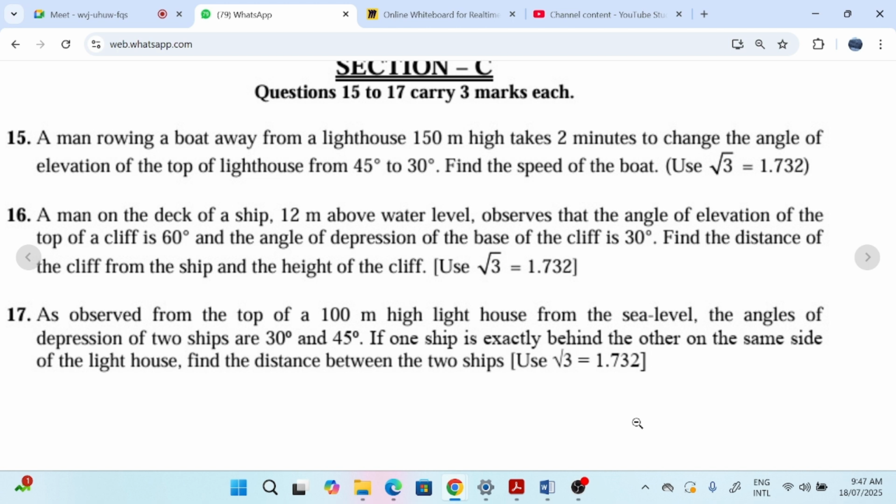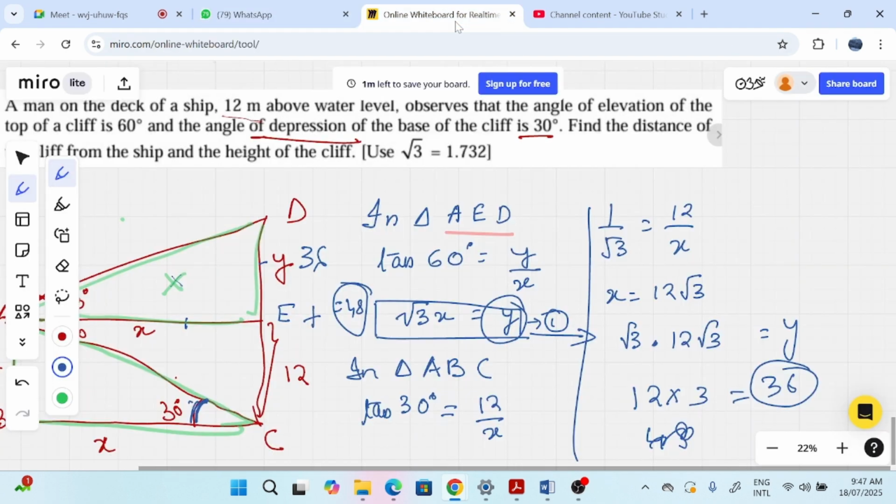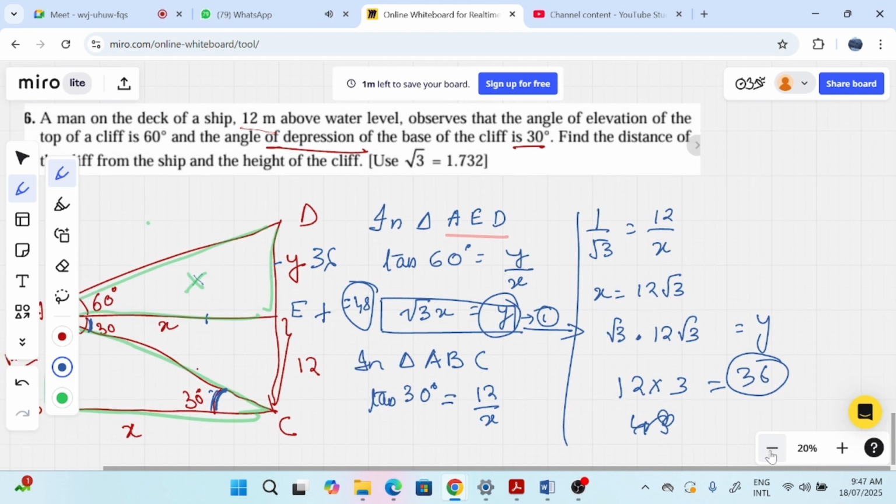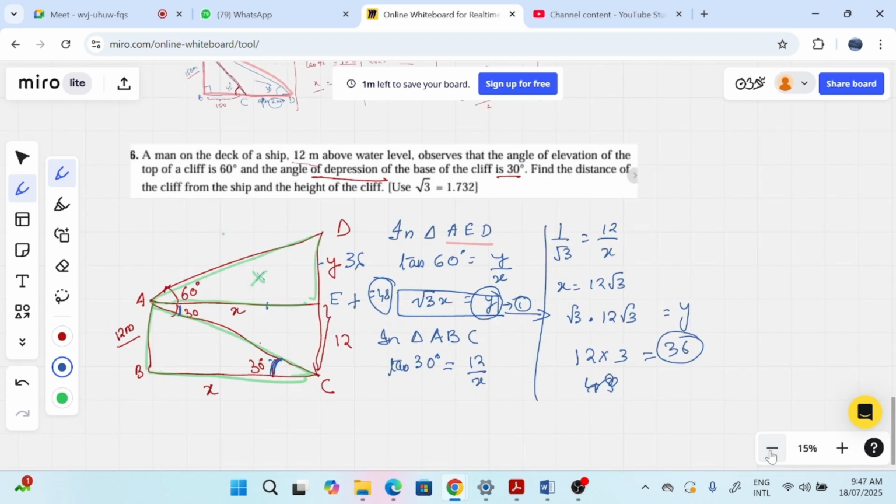Ma'am, could you go back to the last part of the 16th question? Ma'am, can you zoom out because I can't see. Can you zoom out? Whoever has done the 17th question, yeah, okay. Yeah, ma'am, I wrote.